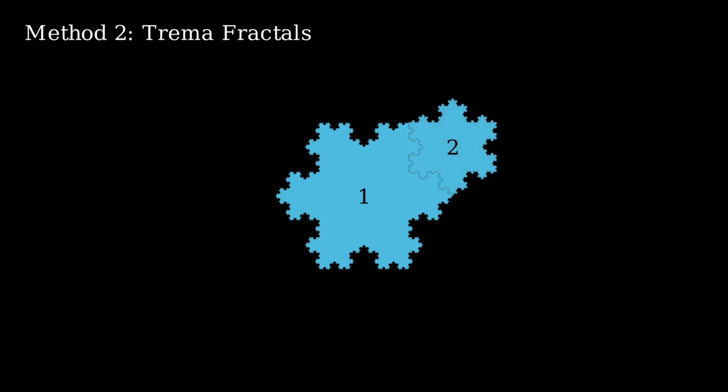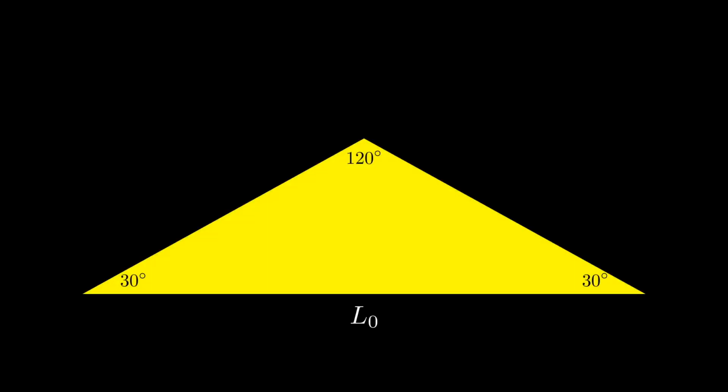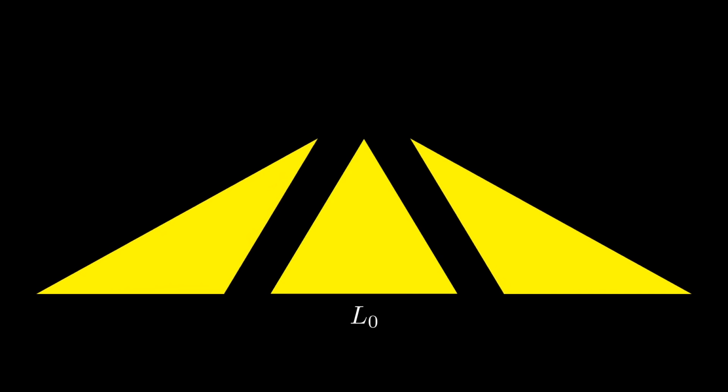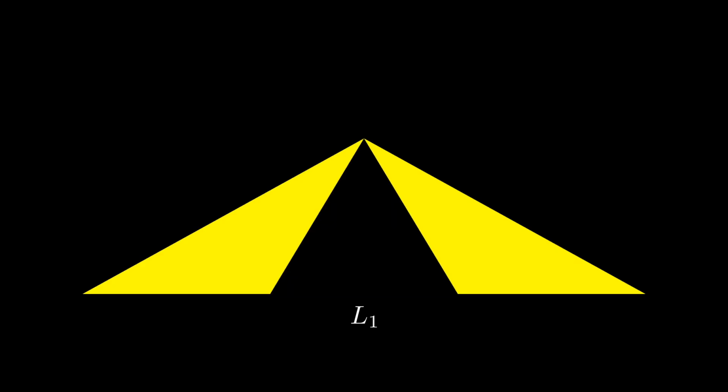The next method is based on an alternative construction of the Koch curve as a Trema fractal, a type of fractal generated by recursively removing parts of a geometric figure. It begins with an isosceles triangle L0 having angles of 30 and 120 degrees. This triangle can be subdivided into 3 smaller triangles, an equilateral triangle, and 2 isosceles triangles that are similar to L0. The trema to be removed is the equilateral triangle, producing the image L1.